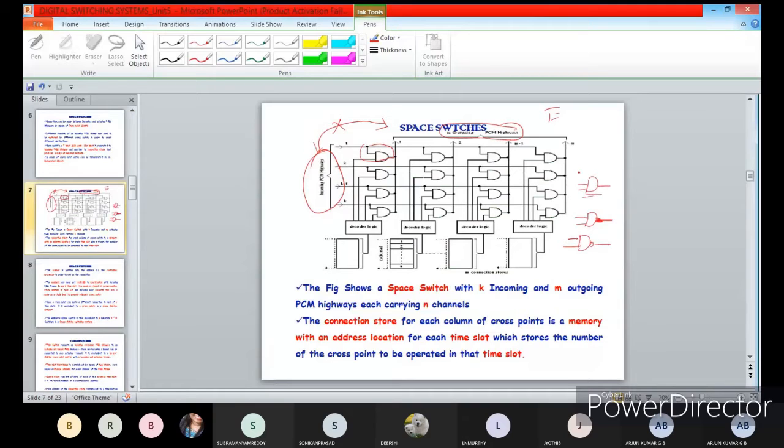What is the truth table for an AND gate? What is the expression of an AND gate?